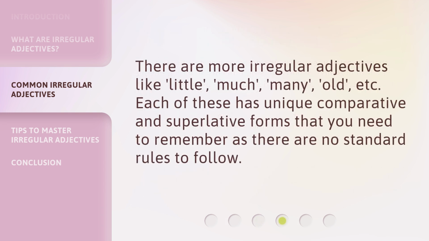There are more irregular adjectives like little, much, many, old, etc. Each of these has unique comparative and superlative forms that you need to remember, as there are no standard rules to follow.